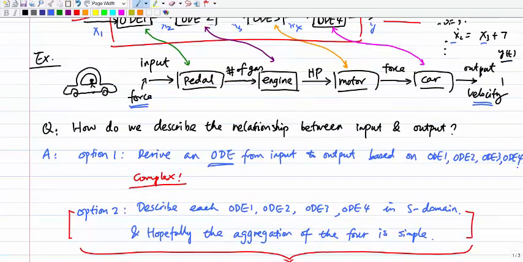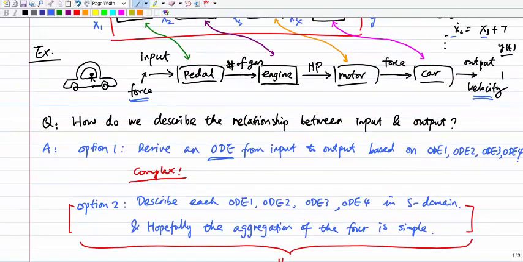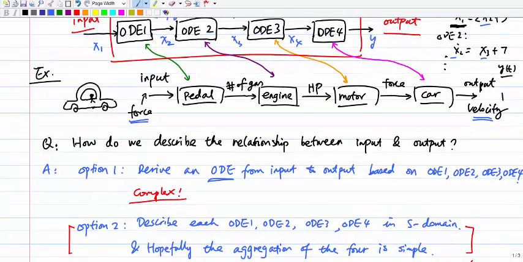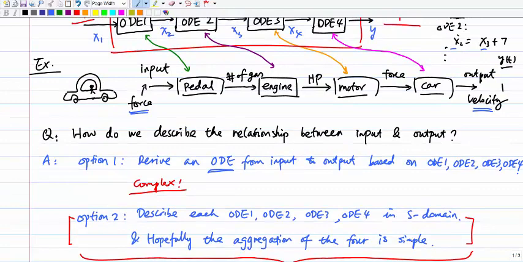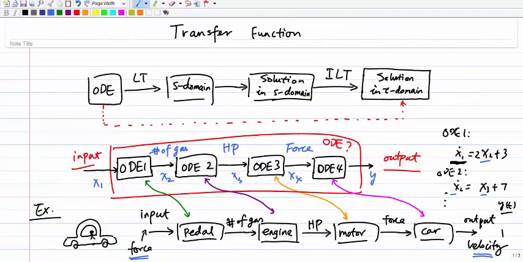Option 2 is, why don't we describe each ODE, ODE 1, ODE 2, ODE 3, and ODE 4, in the S domain? And hopefully the aggregation of these 4 in the S domain can be simple. We have to find out the relation between input and output in the S domain. Then we do the inverse Laplace transform to find the relationship in the time domain. So that's the key concept we already mentioned over here.